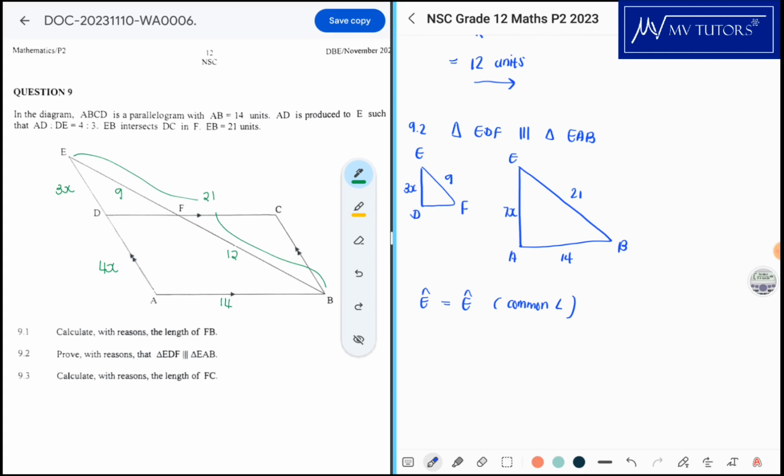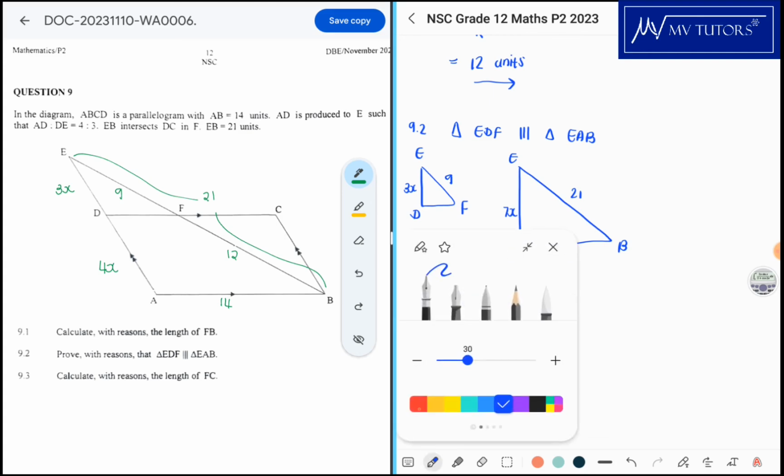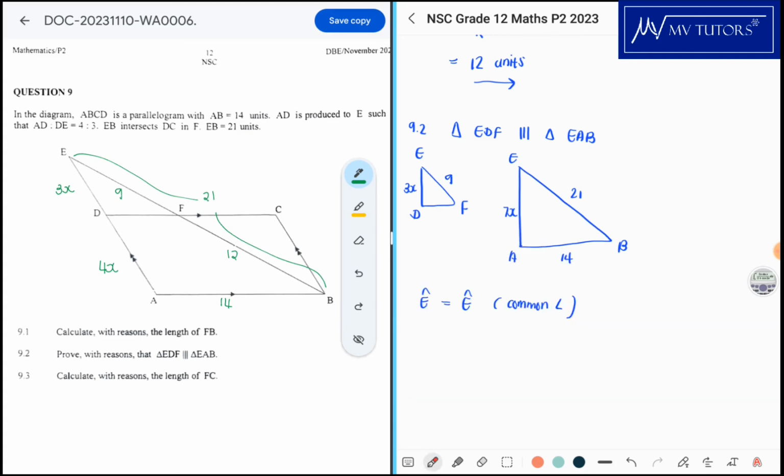Another thing that I also didn't mention is whenever they give you which triangles to show that they're similar, the order in which they write the letters, please, that is important to maintain. So basically, we're trying to prove that E is equal to E, D is equal to A, and that F is equal to B. We are maintaining that order. If you change it, it changes everything.